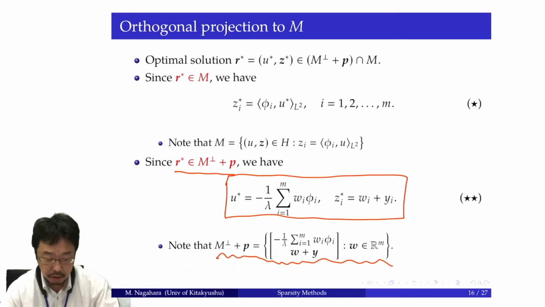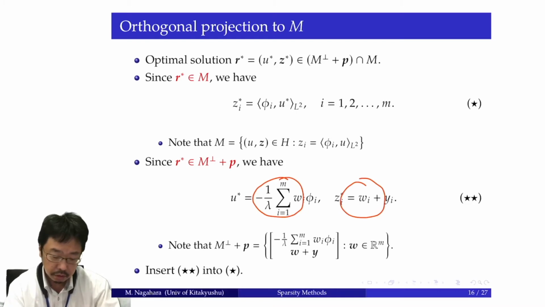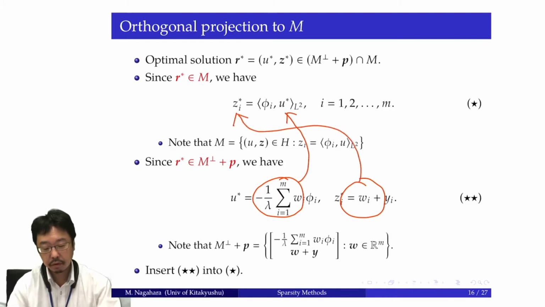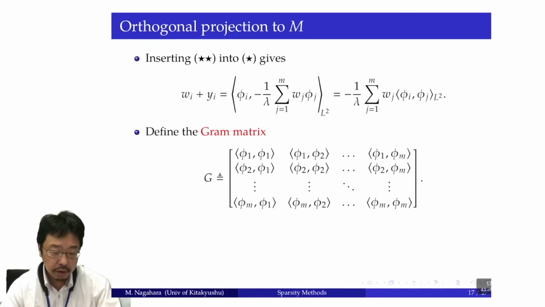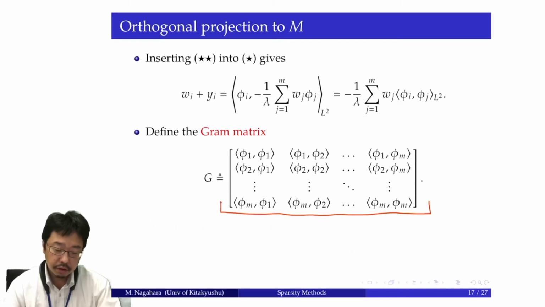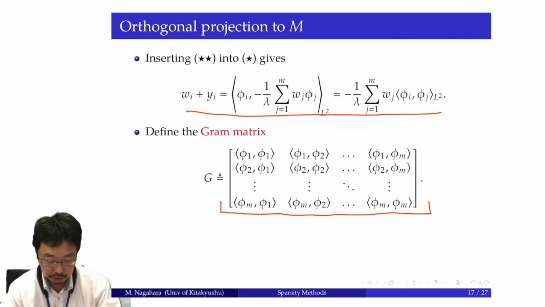Then inserting the two equations into the first equation, we have this equation. Then defining the Gram matrix here using the inner products, we have a simple expression of this equation as this.